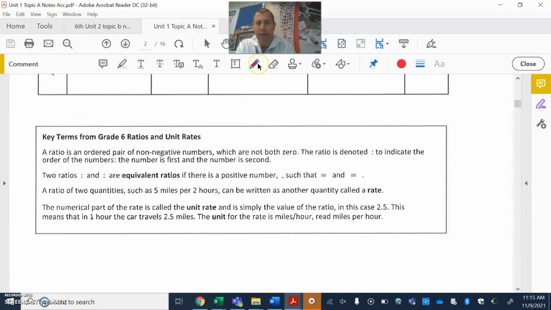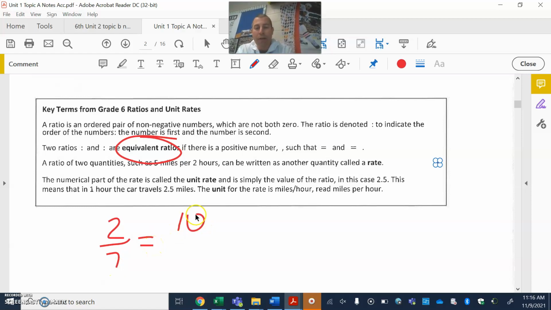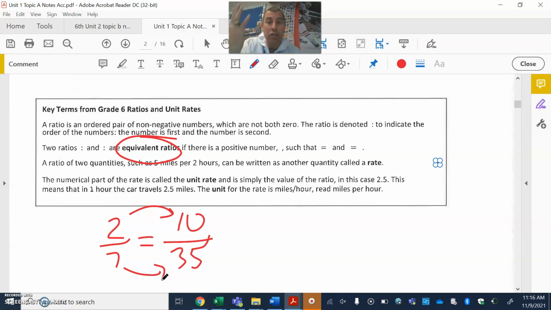Let's turn that marker on. There we go. So, two ratios are equivalent ratios if they're equal to each other. And the main thing is you're multiplying by the same number or dividing by the same number. So, for example, the ratio of 2 to 7 is equivalent to the ratio of 10 to 35 because they're both being multiplied by the same number. We go the other way and say they're both being divided by the same number. No addition, no subtraction. Equivalent ratios are also equivalent fractions because a ratio can be written as a fraction.